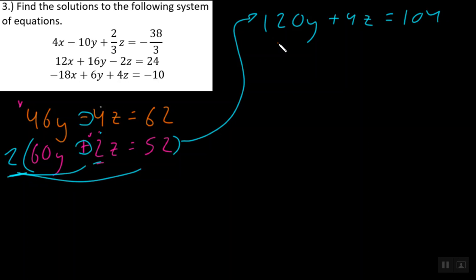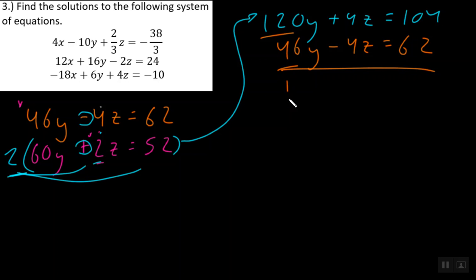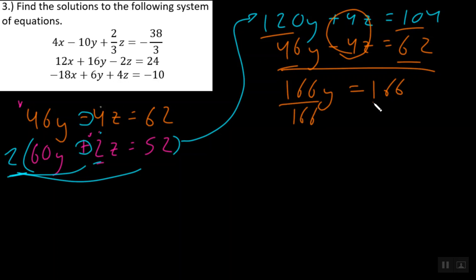Here in this orange, we have this 46y minus 4z is equal to 62. And let's go ahead and start adding these things together. Now this is pretty easy. 120y plus 46y will in fact give us 166y. 4z minus 4z is 0. And wait a second, 104 plus 62 is 166. And guys, we know that to divide both sides by 166, anything divided by itself will give us 1. Hey, it's almost like I planned this to turn out into a pretty easy example.